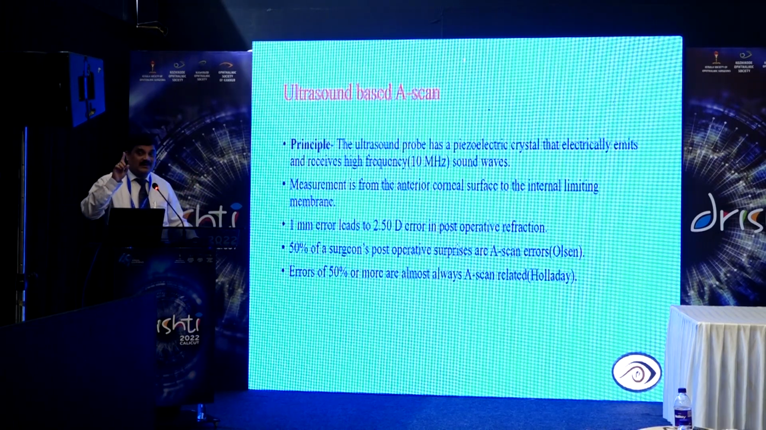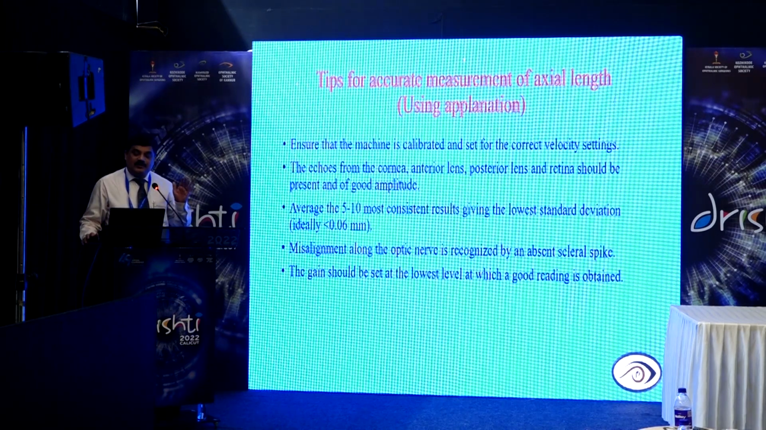So if you make a 1 mm error, that means there is an error of 2.5 diopters post-operatively. You have to be very, very careful, and 50% of the surgeon's post-operative surprise is a scan error. So what are the tips for accurate axial length measurement using this method? First, make sure that the machine is calibrated very well.